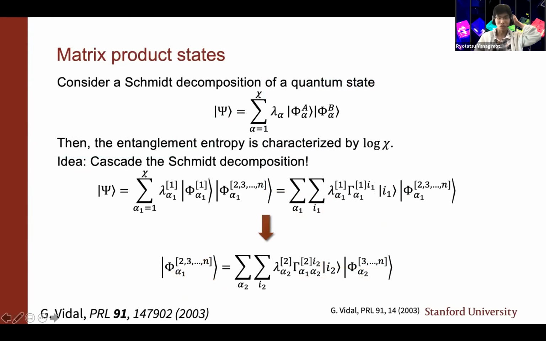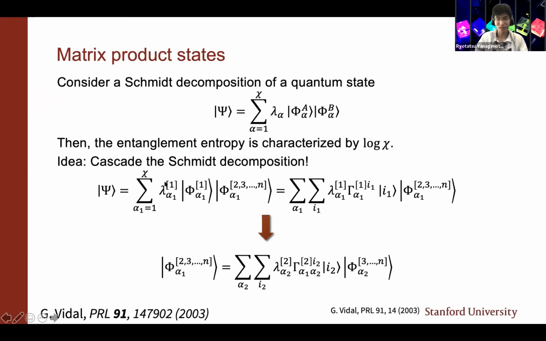So let me just quickly talk about how the MPS is defined and how it can be evolved, and what are the interesting features that we can find out of the simulations, okay? So the starting point of our MPS is this Schmidt decomposition of quantum states. So let's think of a partition of the system into subsections A and B, and we think of the Schmidt decomposition of the quantum state, okay?